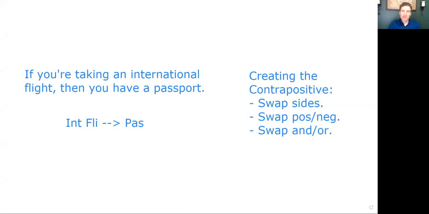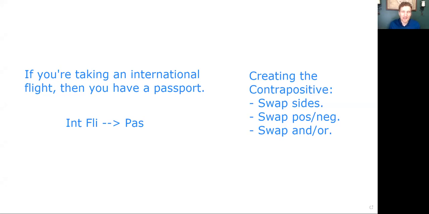You watched my basic formal logic translation video. You saw the example of if you're taking an international flight, then you have a passport, how that transformed into the shorthand of international flight, arrow, passport. As I said in that video, you could be writing it shorter, IF to P, but I went ahead and included a couple extra letters just to make sure it's clear what that order is.